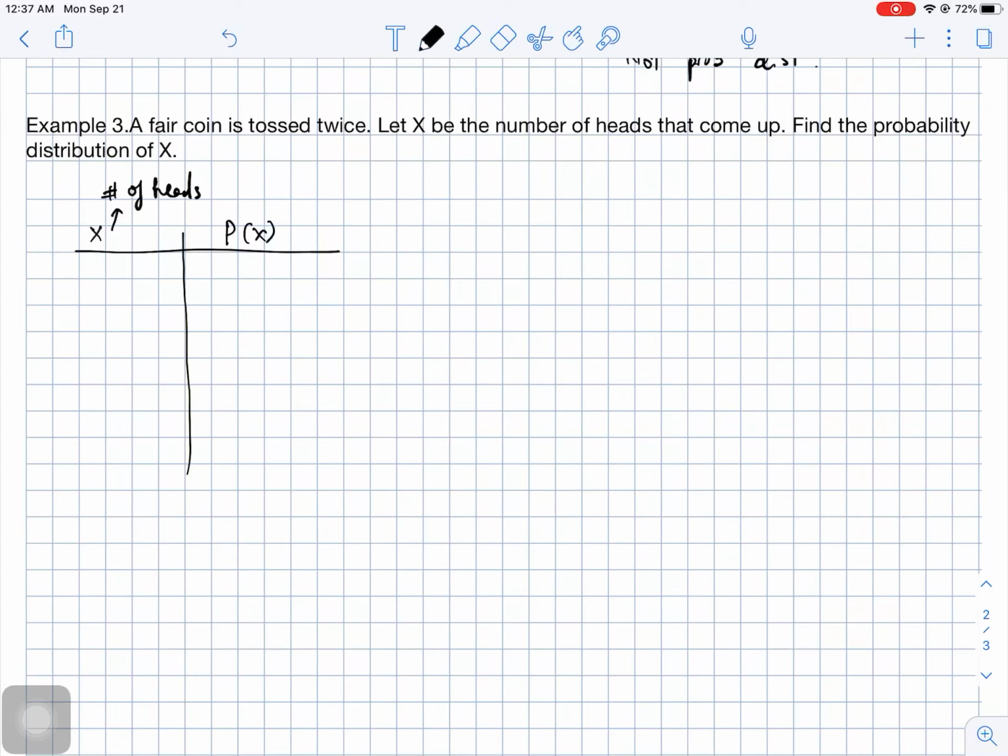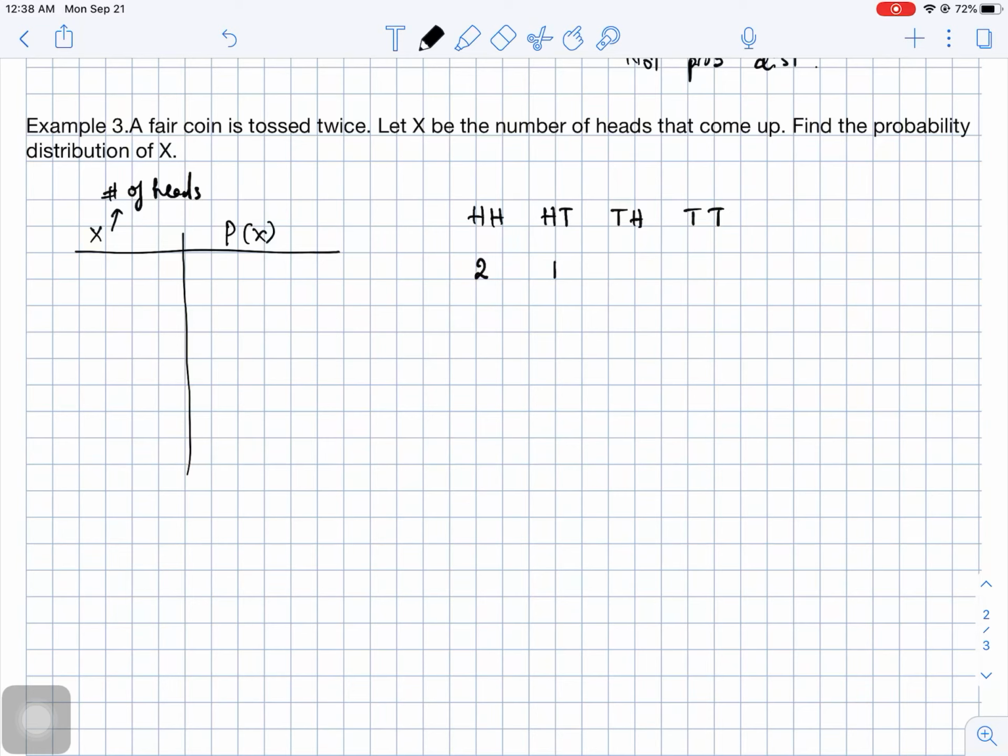So we first list out the possible outcomes when a fair coin is tossed twice. So you may get head, head, or head, tail, or tail, head, and tail, tail. And now we begin to count the numbers of heads. The number of heads in head, head is 2, in head, tail is 1, in tail, head is 1, and in tail, tail is none.